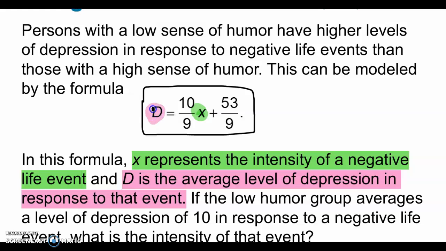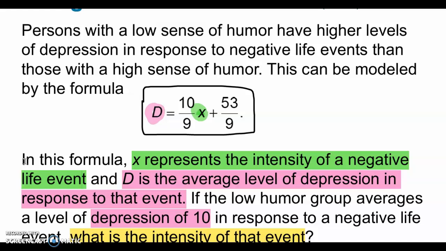So D is here. If the low humor group averages a level of depression of 10 in response to a negative life event, what is the intensity of the event? So I have to know, where do I put in this 10? Do I put it in for D? This is depression of 10, and D is the level of depression. Or do I put it in for X? Because it says depression of 10, I'm going to put it in for D. And the question it's asking is, what is the intensity of that event? So it's looking for the intensity, which is represented by the X.